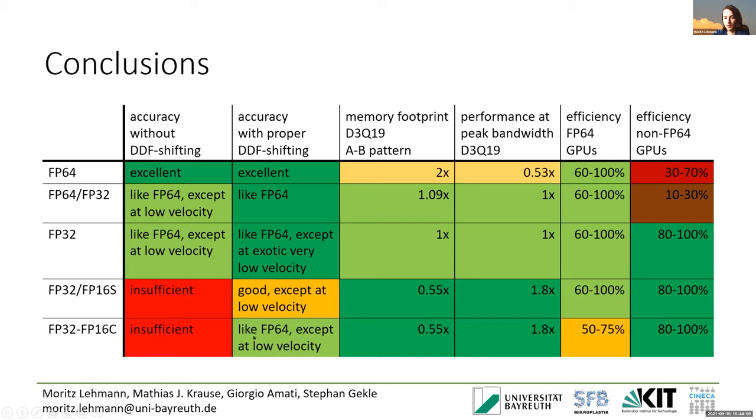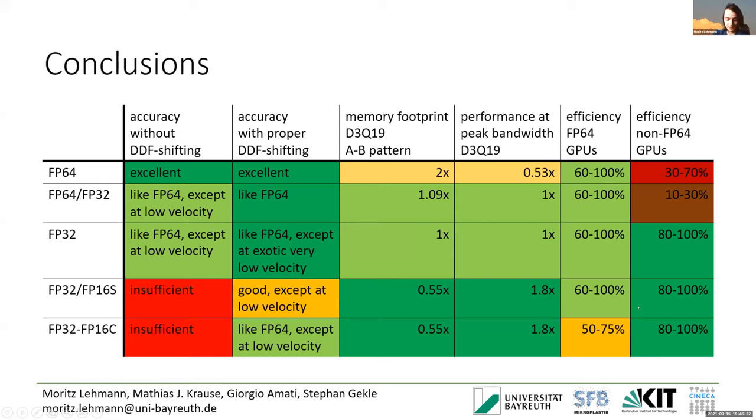Precision, the overall accuracy is like FP64. However, at low velocity, there are some differences. Again, memory footprint half, performance twice as much. On FP64 capable GPUs, they enter the compute limit because of the conversion, so efficiency is not as great. However, on gaming GPUs, efficiency is excellent.